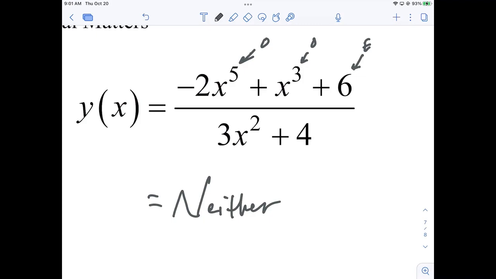Just for kicks and giggles. This one is an even exponent. A constant is also an even function. It has y-axis symmetry. So an even and an even, that's an even. Neither one of them will change. So a neither divided by an even is a neither.